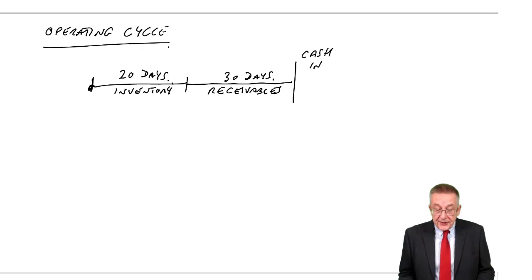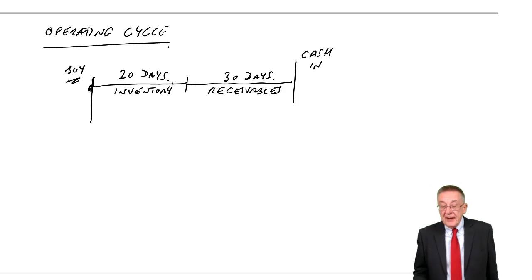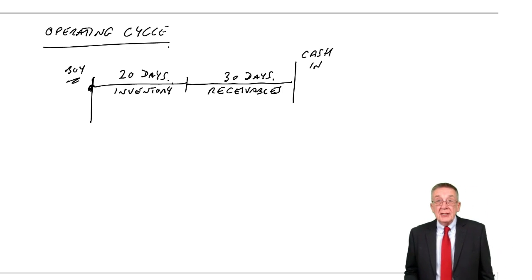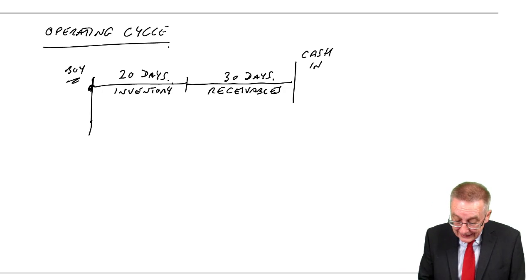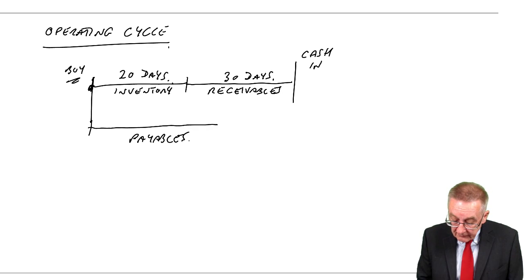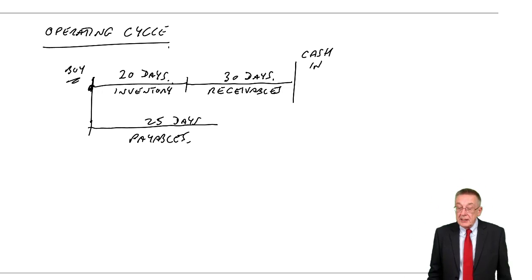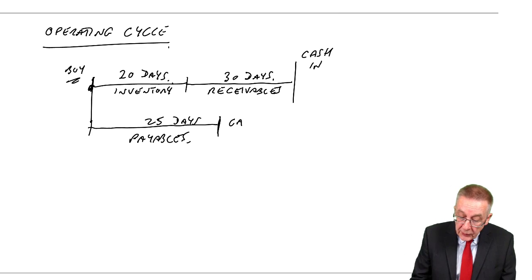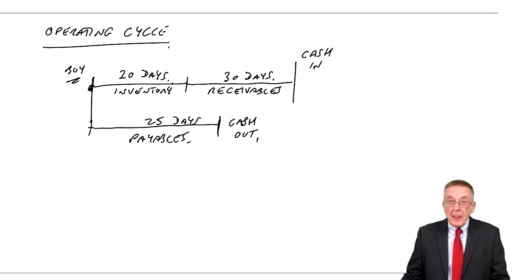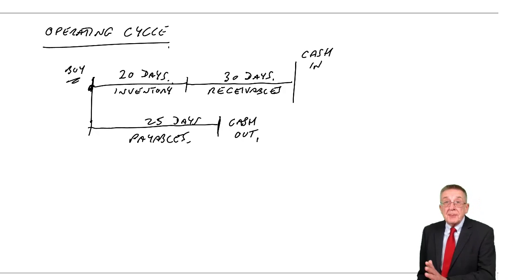The only thing that sort of relieves us a bit is because when I buy the goods, I don't pay them immediately. Maybe I take 25 days credit. So I've got payables. Again, I'm making up these figures. We'll look at a full example in a minute. But if I take 25 days credit, it's 25 days before the cash goes out. So I buy goods, it's 25 days before I actually have to spend the cash.